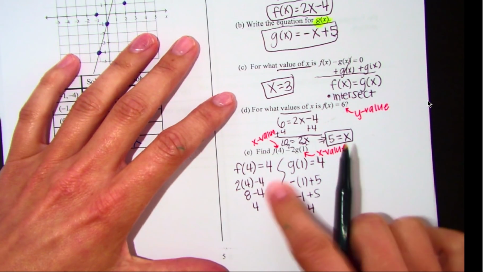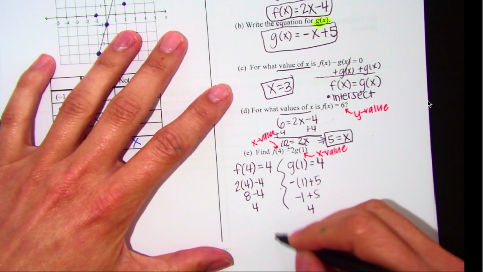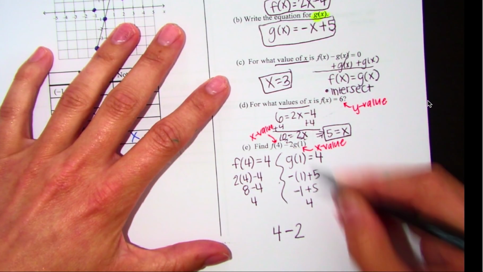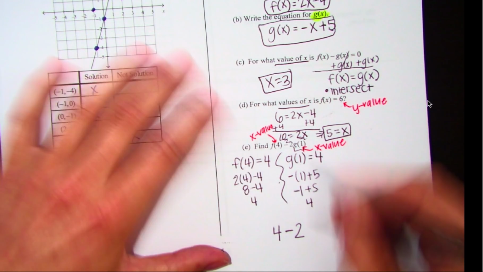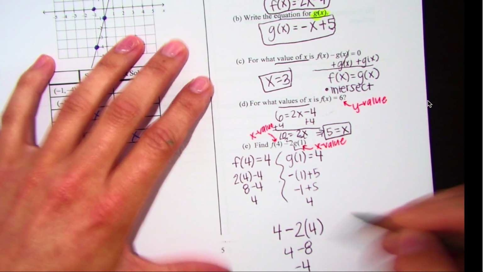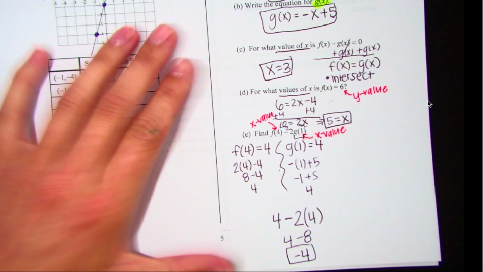But I'm not done. They want me to find f of 4 minus 2 times g of 1. So I found f of 4 was 4, and I'm going to subtract that by 2 times g of 1, and we found that g of 1 was 4. 4 minus 8 is negative 4. So my answer for E is negative 4.